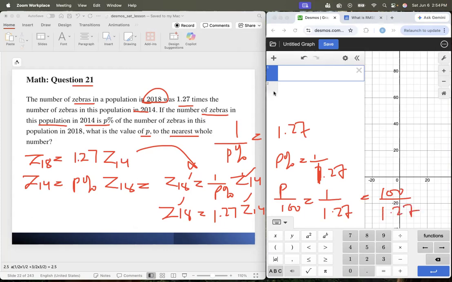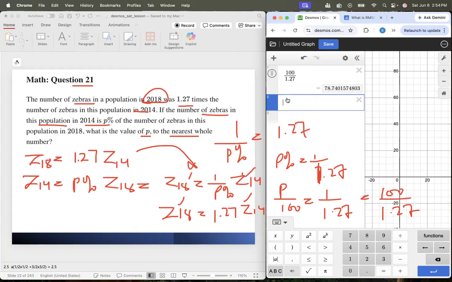And then you can put that in Desmos, and you get 100 divided by 1.27, and that's 78.74. But the question says the value of P to the nearest whole number. And therefore, the value of P is 78.7 to the nearest whole number. This is going to be 79. And then make sure you convert it into the right form. But the idea is to write the equation, make the equation equivalent, and then the rest is algebra.